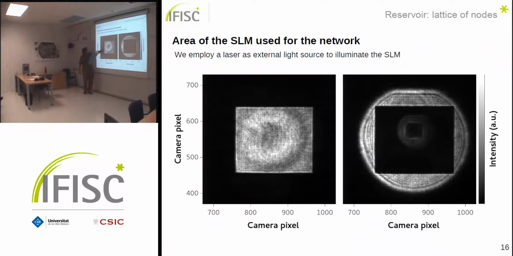So, we are using the cells inside this area for our network. On the other photo, we are configuring the SLM the other way around, so the area in the middle is going to be filtered, and the area outside is not. So you can see it.